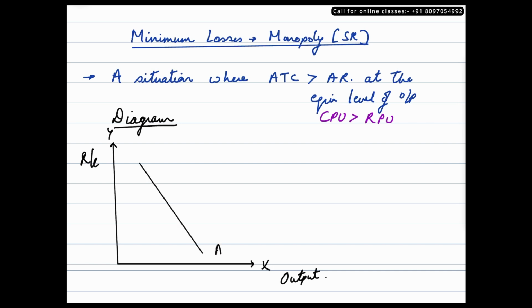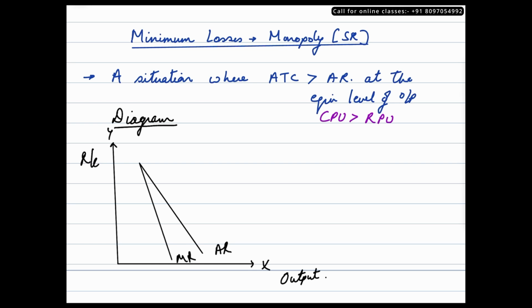This is the average revenue curve, and we also know that if average revenue is falling, marginal revenue would fall at a rate faster than the average revenue, correct? Let's draw the marginal revenue curve as well. Let us say this is the marginal revenue curve.